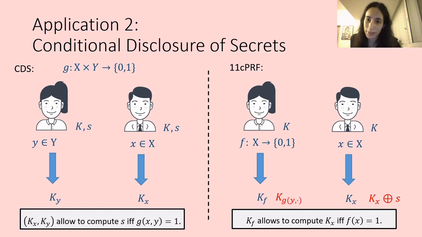So for those of you who are familiar with attribute-based encryption, you can think of CDS as the single key, single ciphertext information theoretic variant of ABE, and this 1-1 constraint PRF as the single key, single evaluation information theoretic variant of constraint PRF. And the same way that we can go from constraint PRF to attribute-based encryption, we can also go from 1-1 constraint PRF to CDS.